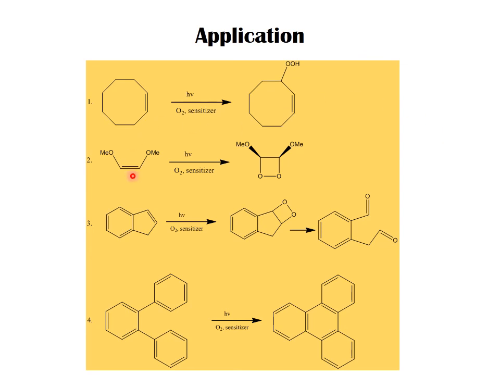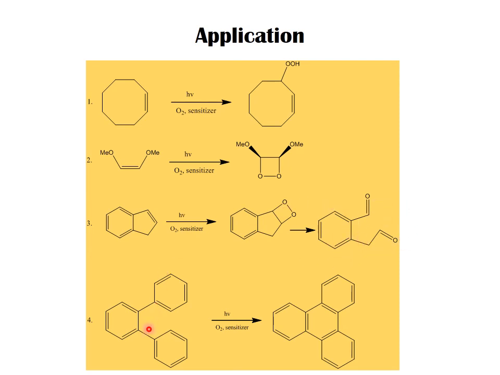In the second example, a dimethoxy alkene has no allyl hydrogen, so it will proceed through 2+2 addition and form dioxetane. This dioxetane is somewhat stable, and it will undergo reaction to give a carbonyl compound if you heat for some time. In the third reaction, you take indene in the presence of an oxygen sensitizer. This alkene will undergo direct 2+2 addition, and if you heat for some time, the dioxetane will immediately undergo cleavage to give this product.